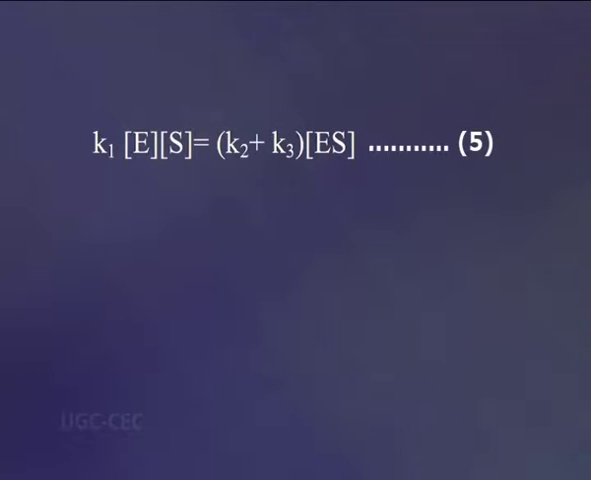In a steady state, the concentrations of the intermediates stay the same while the concentrations of starting materials and products are changing. This occurs when the rates of formation and the breakdown of the ES complex are equal. On setting the right hand sides of equations 3 and 4 equal, k1 [E][S] equals (k2 + k3) multiplied by [ES], that is equation number 5.